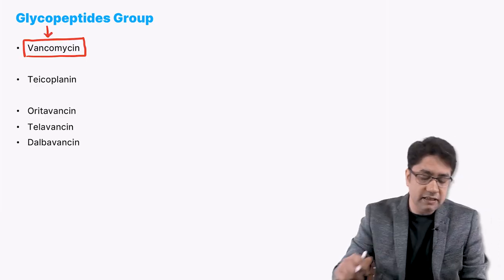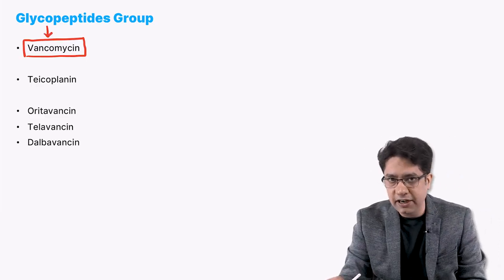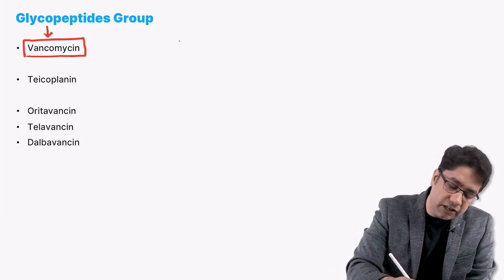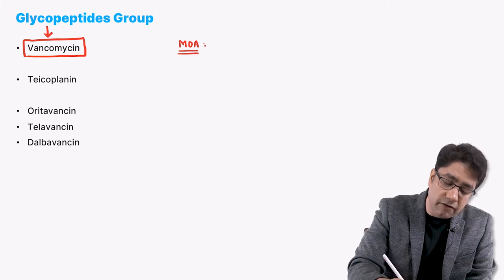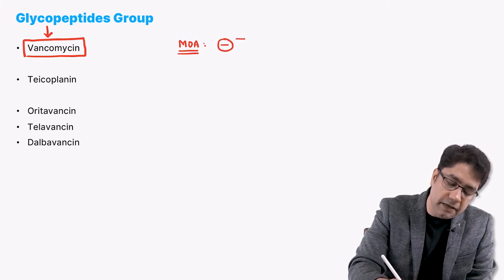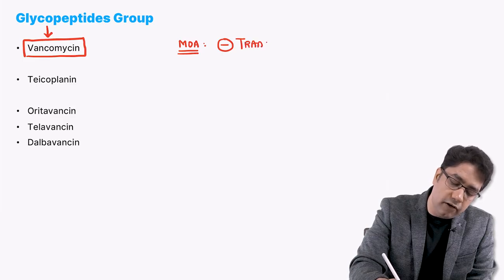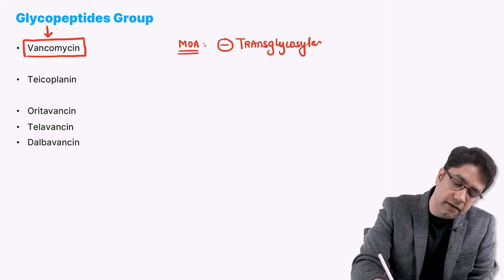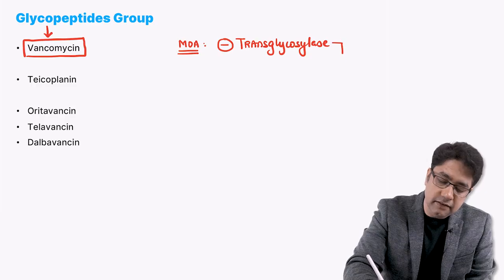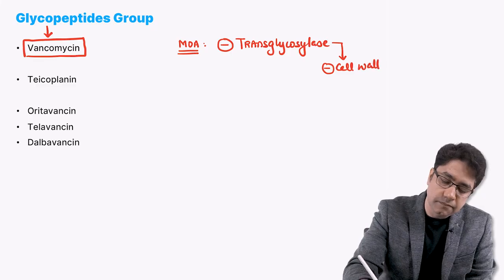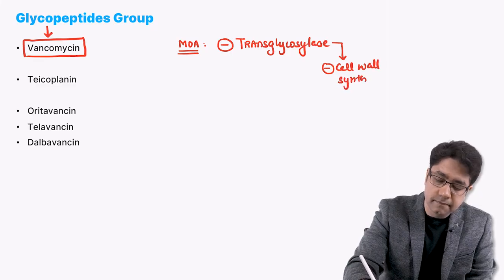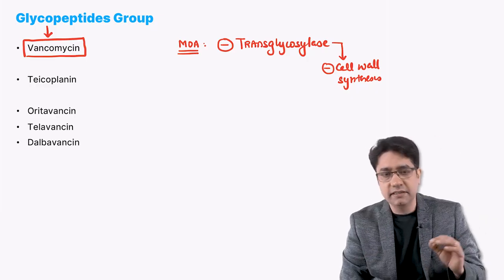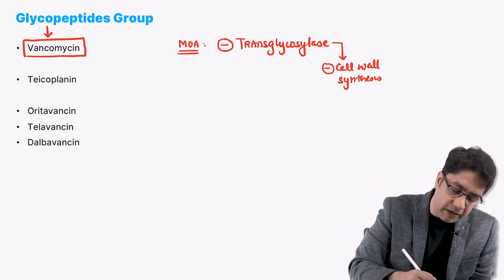So vancomycin is a glycopeptide group of antibiotic, and the mechanism of action of vancomycin, because it's a glycopeptide, we can remember it inhibits trans-glycosylase enzyme. So again, the glyco word is coming, and because of this reason, it inhibits cell wall synthesis of a bacteria. Now, after vancomycin, we made a drug, teicoplanin.